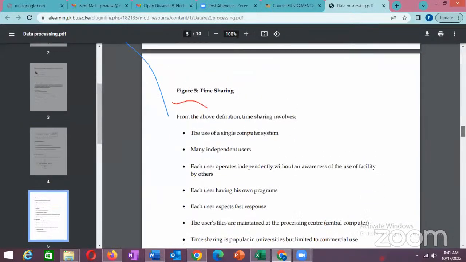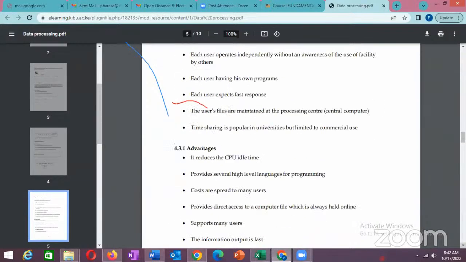So from the above definition, time sharing involves the use of a single computer system by many independent users. Each user operates independently without an awareness of the use of the facility by others. Each user has his own program. Each user expects fast response. The user files are maintained at the processing center, that is the central computer. Time sharing is popular in universities, but limited in commercial use. Just like time sharing, ERP is used by so many in the same system. So that's what they're saying, that it's very popular in the universities.